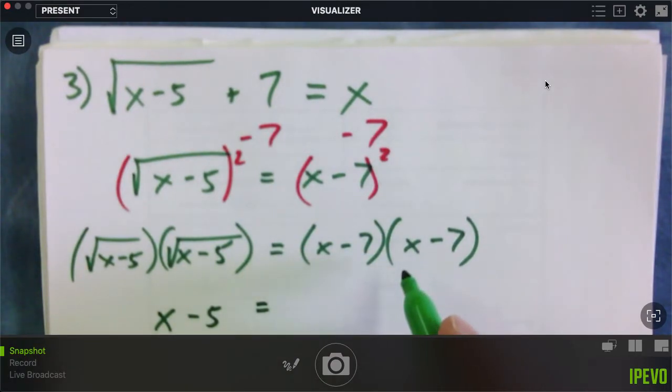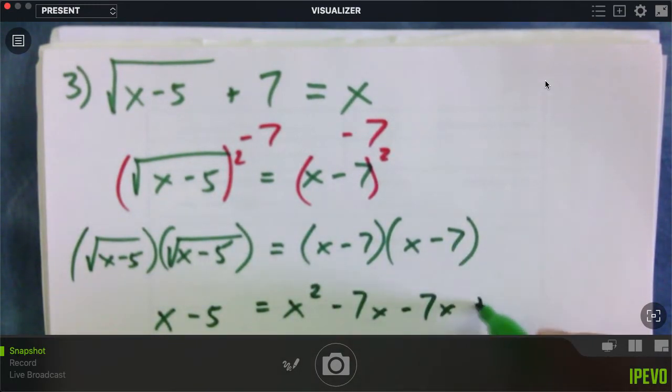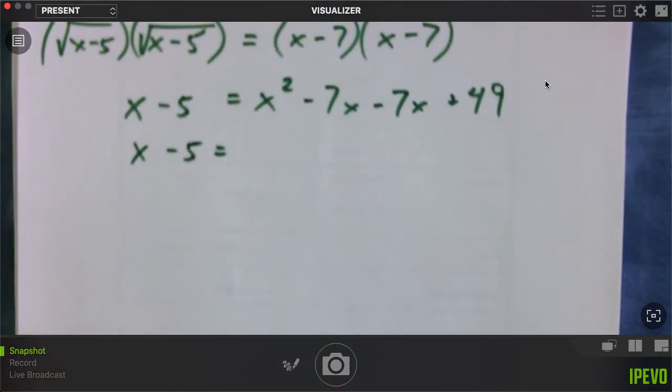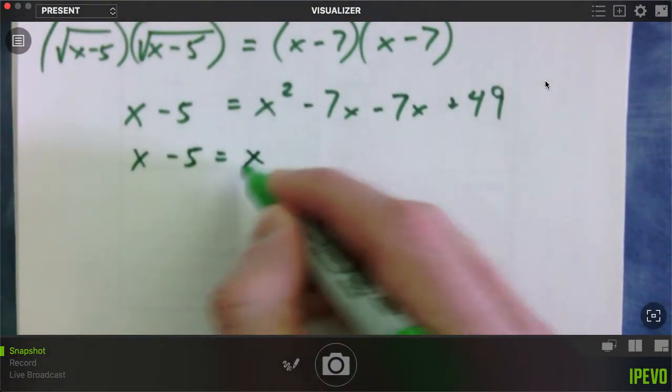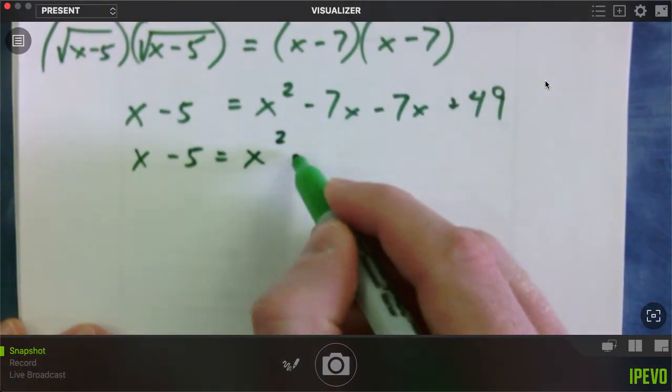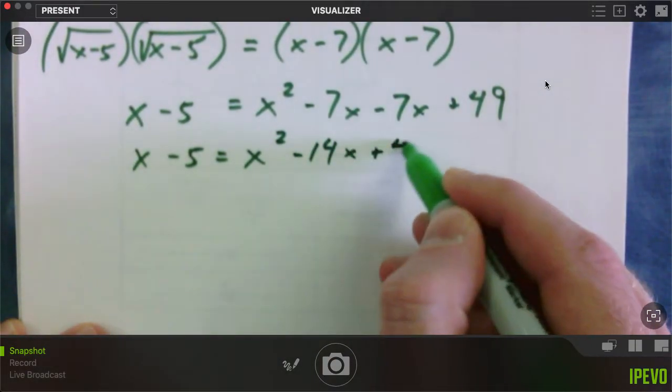Over here, you're going to do FOIL. X times x is x squared. X times negative 7, negative 7x. Negative 7 times x is negative 7x. Negative 7 times negative 7 is positive 49. I'm going to clean that up a little bit. Like I said, I'm doing all the steps. I wouldn't do all of this normally. You can. It's not a bad thing. That's minus 14x plus 49.